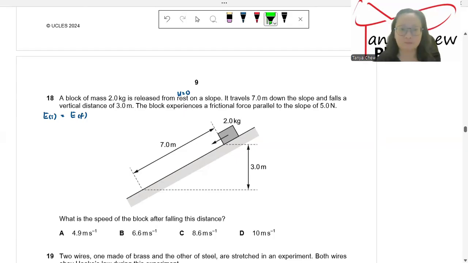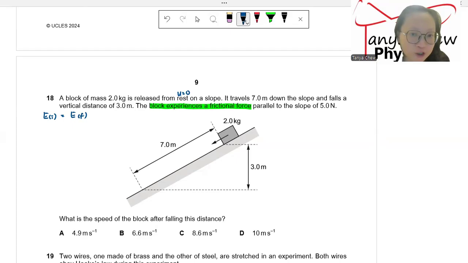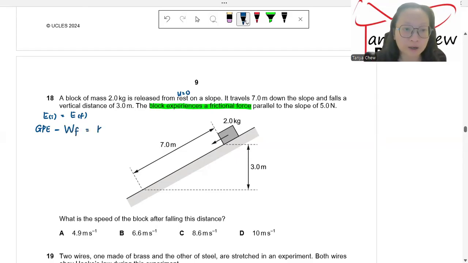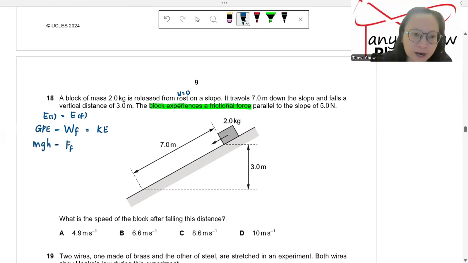Another hint given by the question is that this block experiences frictional force, right? Therefore, initially the block is at a certain height, so it has GPE, gravitational potential energy. But when it moves down, it experiences frictional force, so you have to do work against this frictional force. Then only it is equal to your final energy, which is the kinetic energy of the block. GPE is equal to mgh. Work done against the frictional force is the frictional force times the distance moved, equal to half mv squared. That is the kinetic energy.